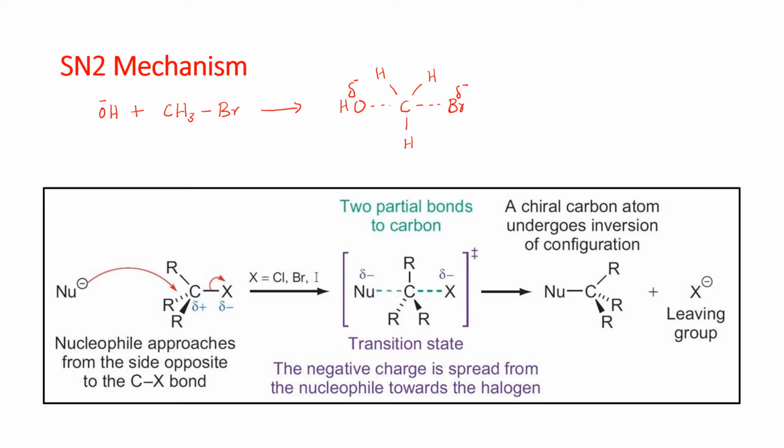So the negative charge is spread over these atoms, and this is the transition state. Initially the carbon atom is in sp3 hybridization, and that sp3 carbon now gets changed to sp2 in the transition state. This transition state then gets changed to the product, that is HO-CH3, that is methanol, plus Br minus.